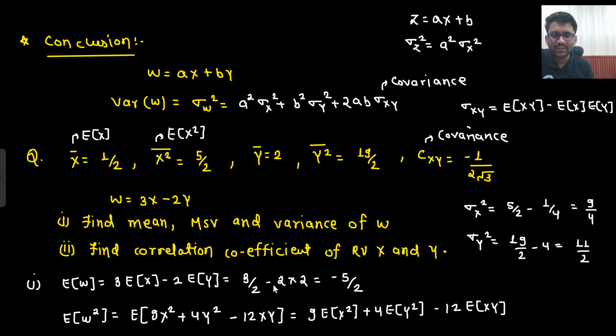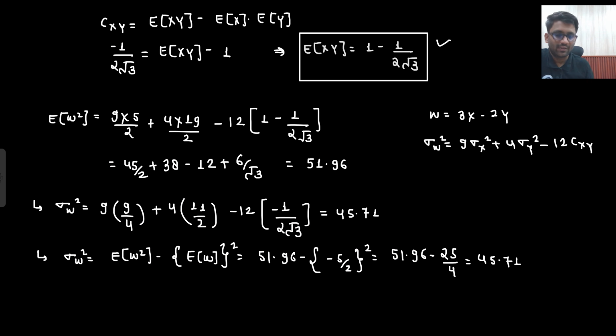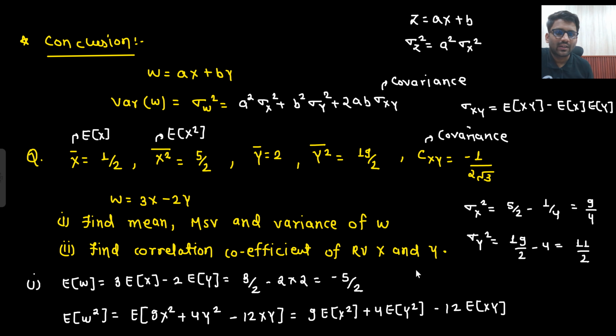Next, find the correlation coefficient of random variable x and y. What do we need to find? The correlation coefficient of random variable x and y is given as sigma xy divided by sigma x into sigma y. So sigma xy, are we already having it? No, we are not having sigma xy, right? Yeah, so we are having it, no?